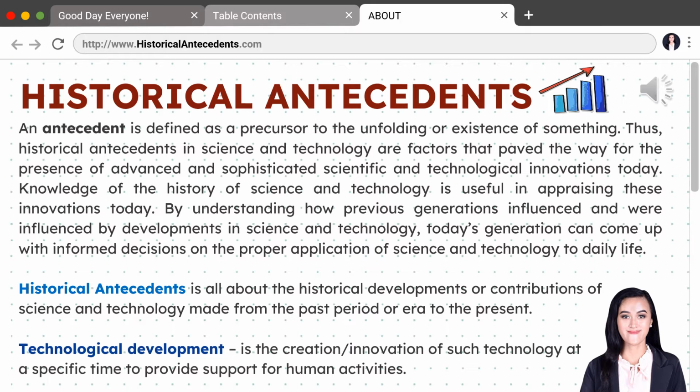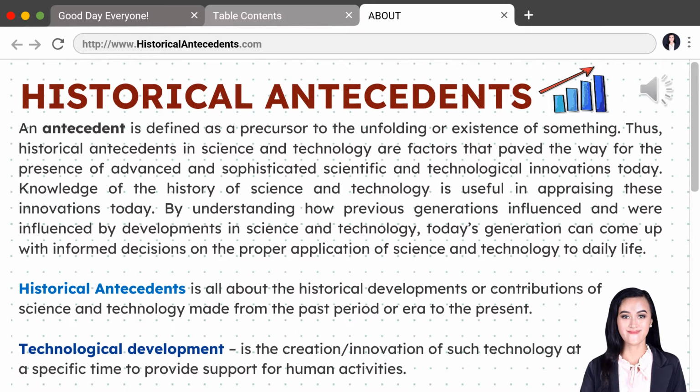By understanding how previous generations influenced and were influenced by developments in science and technology, today's generation can come up with informed decisions on the proper application of science and technology to daily life. To sum it all up, historical antecedents are all about the historical developments or contributions of science and technology made from the past or era to the present.